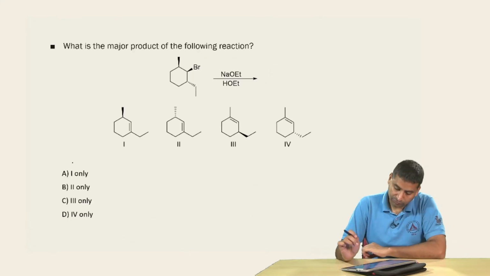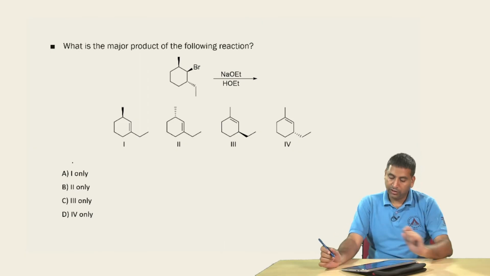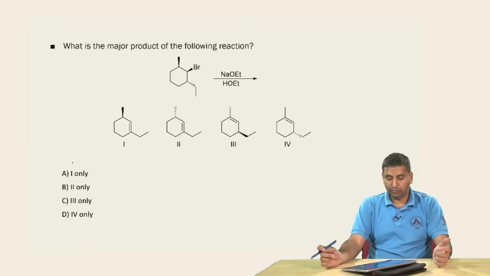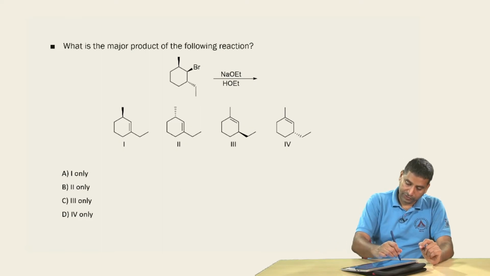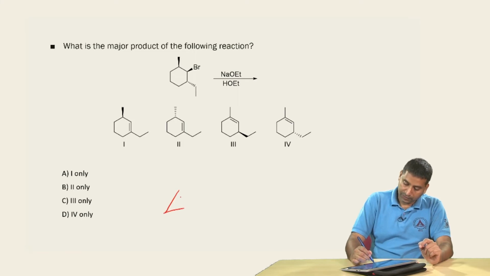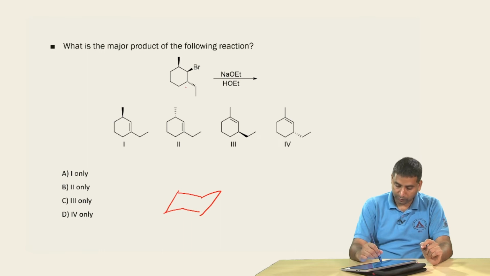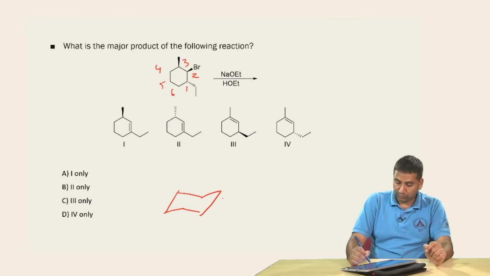All right. Let us move on to the next question. Here we have a situation where elimination is possible. Let us straight away draw the molecule in the chair conformation so that we can understand what is going on. Keep in mind, we always like to number the molecules. So, let us start with this: 1, 2, 3, 4, 5 and 6.